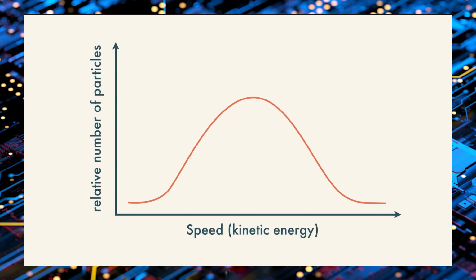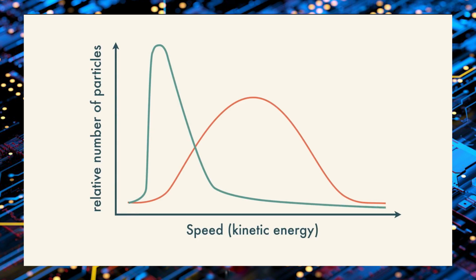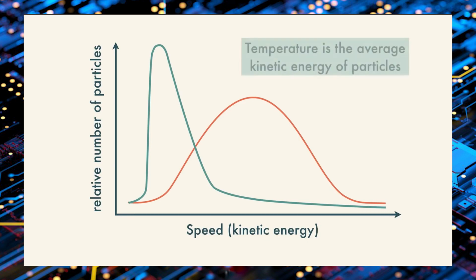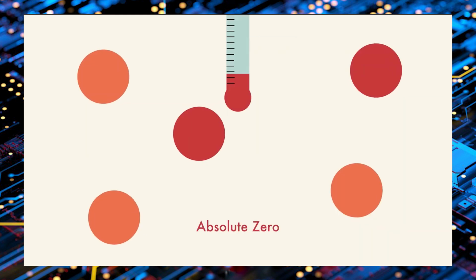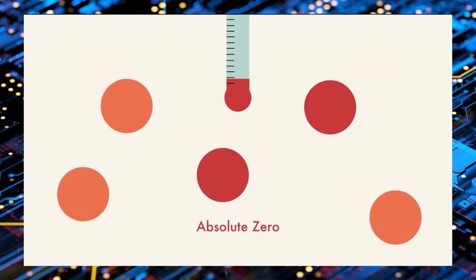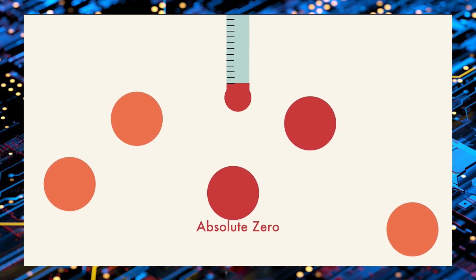This bell curve may represent a fairly warm temperature, and this curve a relatively lower temperature. There are lots of particles that have the same kinetic energy at both of these temperatures, but again, temperature is the average kinetic energy of particles. If the temperature drops to absolute zero, the kinetic energy of the particles comes to a halt. This is where the Kelvin scale starts, which means that there are no negative numbers in Kelvin.